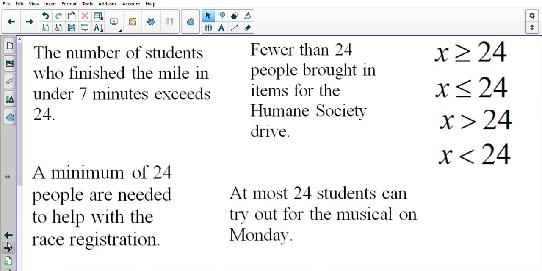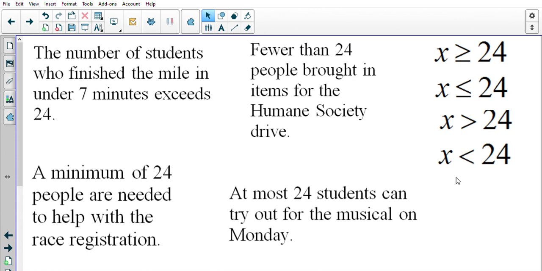All right, so I do have an activity here that I want you to try. I want you to pause the video and try to match each of these statements with one of these 4 inequalities. This is very good for us to take a look at because they all involve the number 24, so it's not as easy as you might think to match them up. So go ahead and give them a try. When you're ready, restart the video, and we'll take a look at these.